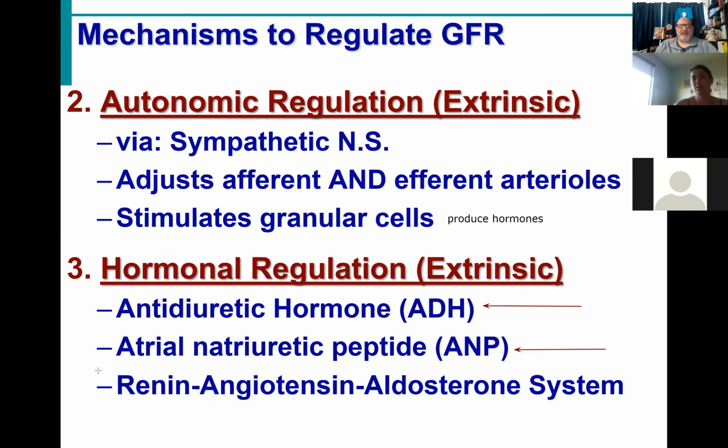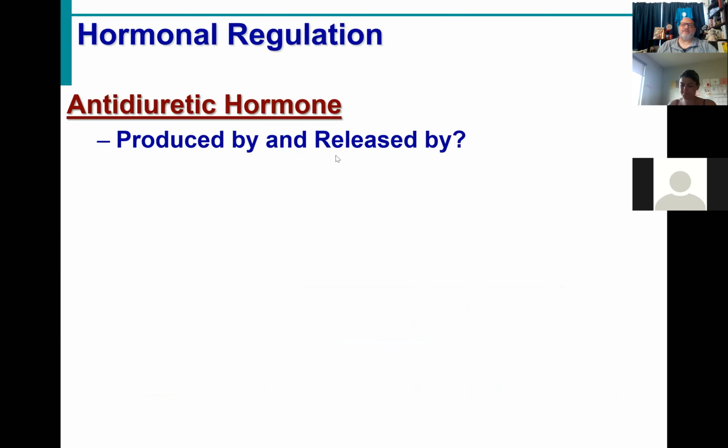And what I mentioned before when we were talking about our endocrine system is that we would talk a little bit more here in the urinary system about this renin, angiotensin, aldosterone system. So that we do need to talk a little bit more about. But let's remind ourselves of these other two first.